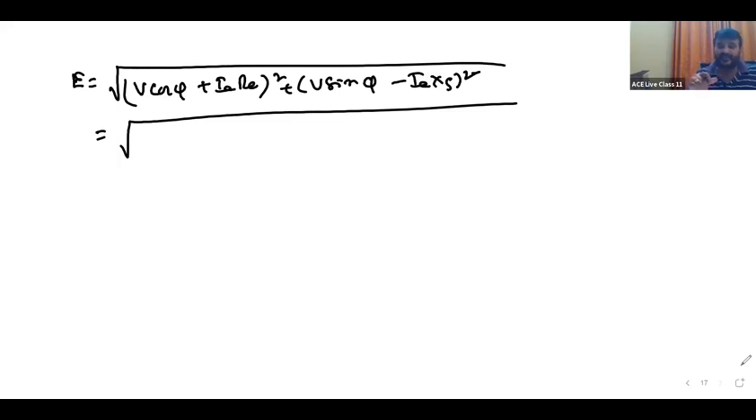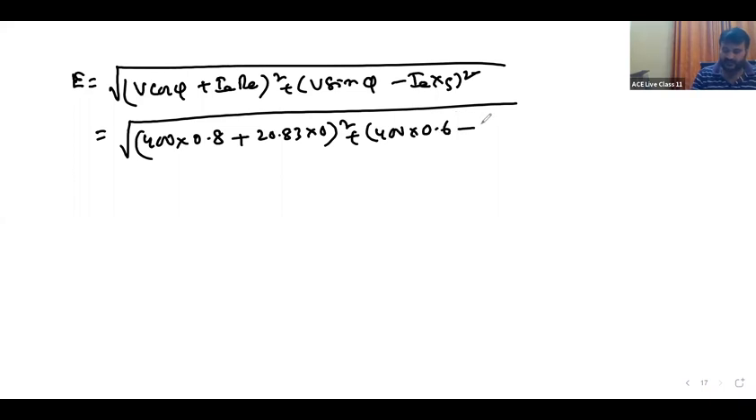Test results may be different; the OC test result of 360 volts is given. Short circuit, open circuit, you can do for any value, but while calculating it must be the rated value. It is 400 into cos phi, 0.8 leading, and IA RA is 0 since RA is neglected. IA is 20.83. Then (V sin phi) 400 into 0.6 minus IA 20.83 into XS, which we calculated now.